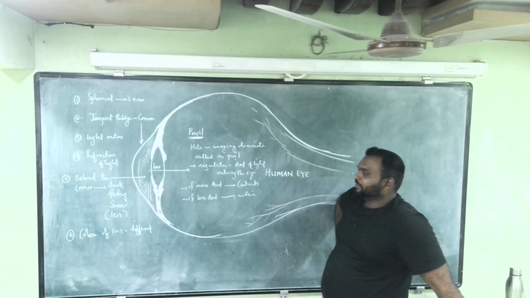Behind the cornea, there is a dark fleshy skin. It is known as iris. The color of iris is different for different people. At the center of the iris, there is a hole of varying diameter. It is called as pupil. The pupil regulates the amount of light. If there is more amount of light entering the eye, the pupil contracts, and if less amount of light enters the eye, the pupil widens.